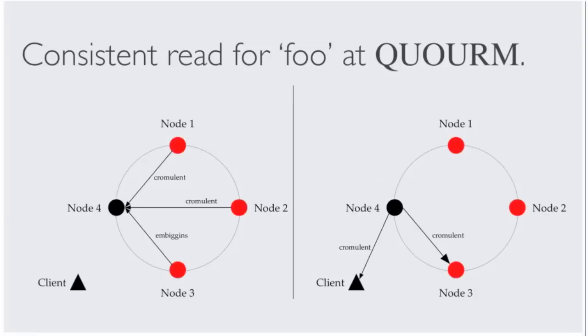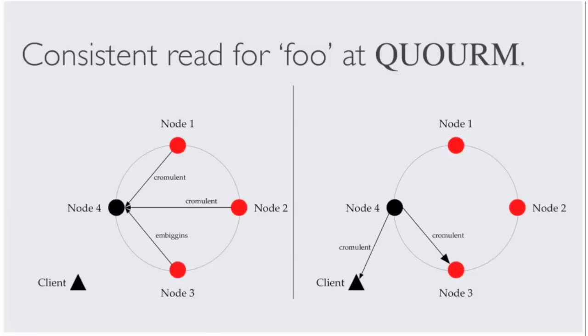The important point there is that when those values are different, we have to handle that to get a consistent read. So if, for example, we do a read and nodes 1 and 2 return a value cromulent, and node 3 returns the value embiggens, node 4 has to decide which is the correct value, and we've seen it does that with timestamps, and it takes some action to make sure that later on node 3 actually gives us back the right value.